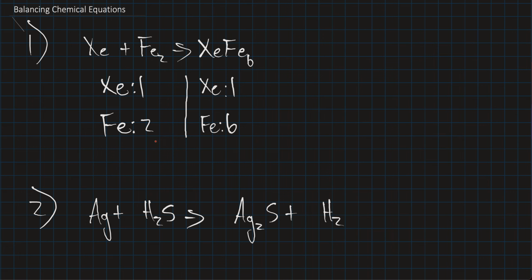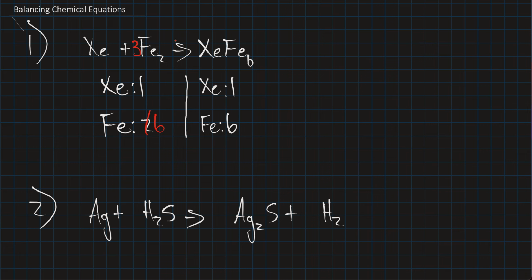The easiest way to do this is to find the lowest common multiple of these two numbers. For 2 and 6, the lowest common multiple would be 6, right? So we already know this is 6, so we don't need to touch this area right now. But we can affect this right here, by placing coefficients in front of these elements. For example, if I put a 3 here, 3 times 2 will give me 6. Therefore, it results in a balanced chemical equation.